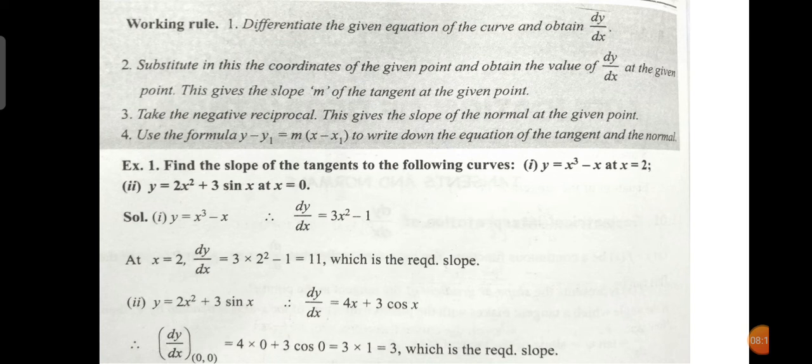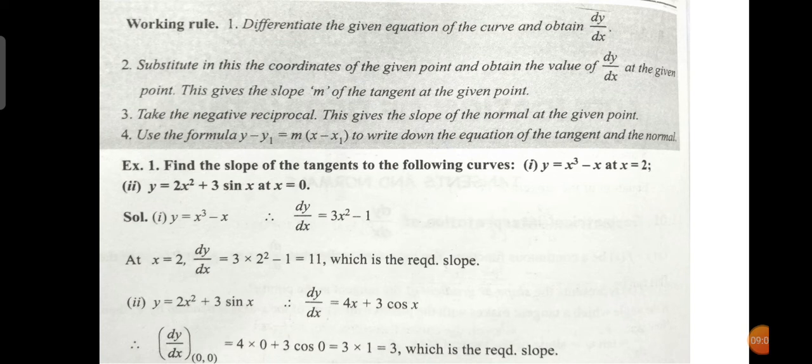You have to substitute that in dy by dx. Then you will obtain the value of dy by dx at the given point. And this gives the slope m of the tangent at the given point. So you have to first find the derivative and then substitute the values of x dash and y dash in the derivative. That is the slope. Take the negative reciprocal. For finding the normal, take the negative reciprocal, and this gives the slope of the normal at the given point.